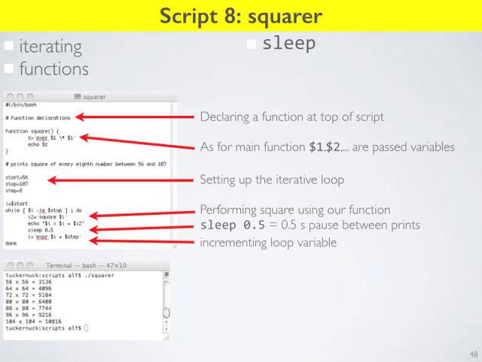Okay, so let's look at square. So, shebang line. Then we're actually going to hit some function declarations first before we get into the body of the code. Let's forget about that for one second. First, let's look at the comment line. It says print square of every 8th number between 56 and 107. So maybe that's something you're interested in doing. I can't imagine why, but again, we're just trying to illustrate a point.